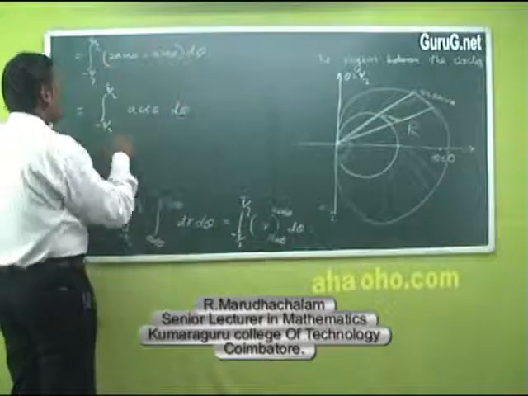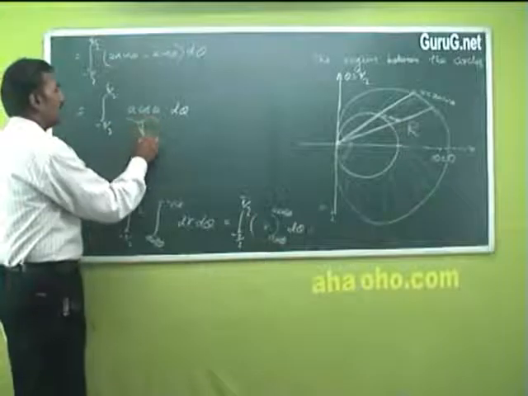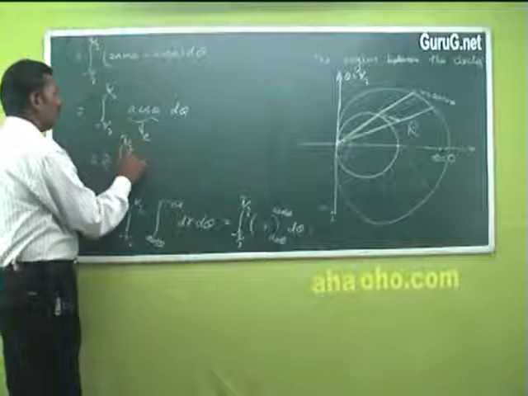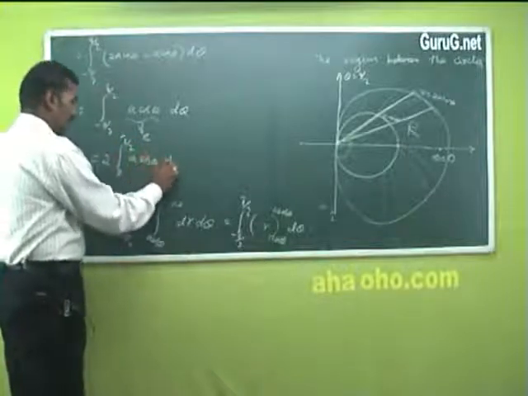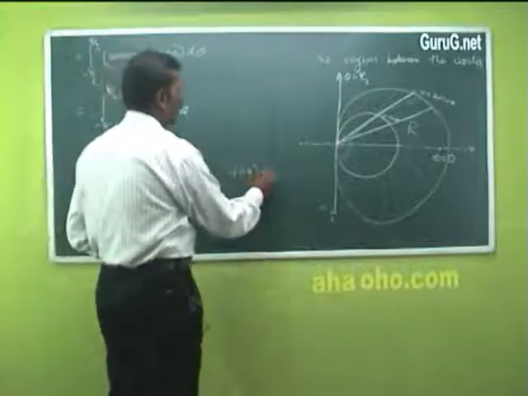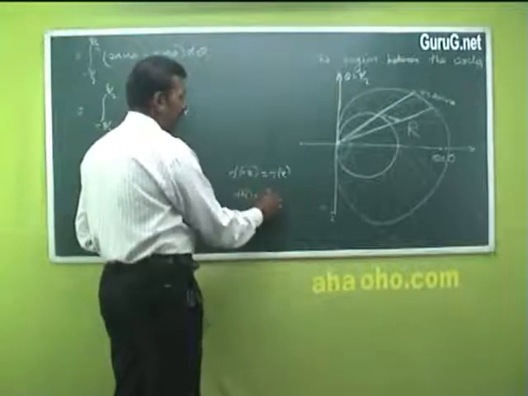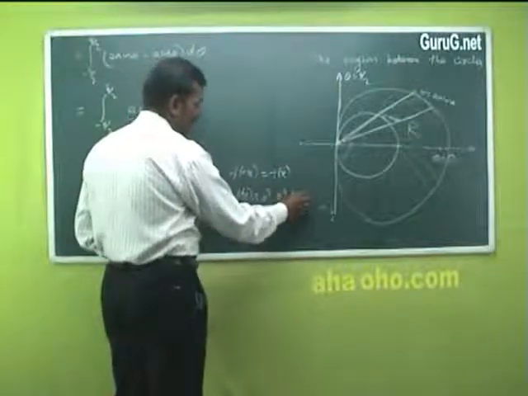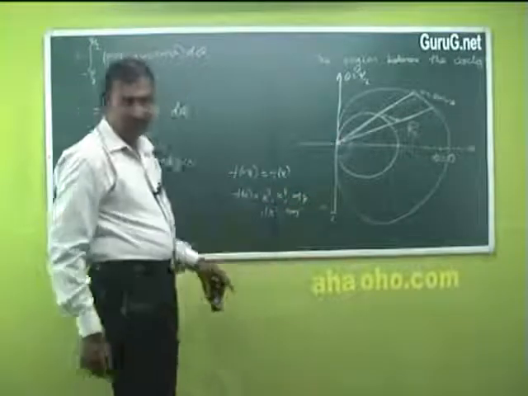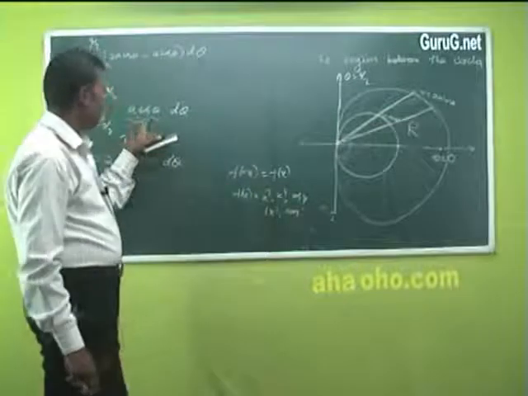So the limit is minus pi by 2 to plus pi by 2. So what function is this? It is an even function, so we can write it as 2 into 0 to pi by 2 a into cos theta d theta. If f of x is even, then f of minus x equal to f of x. So for example, f of x equal to x squared, x power 4, cos x, modulus of x or constant. These are all even functions. If you put minus x in place of x, the value doesn't change. In the same way, cos theta is an even function.